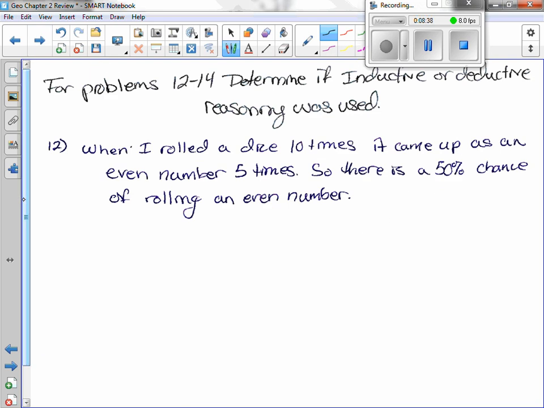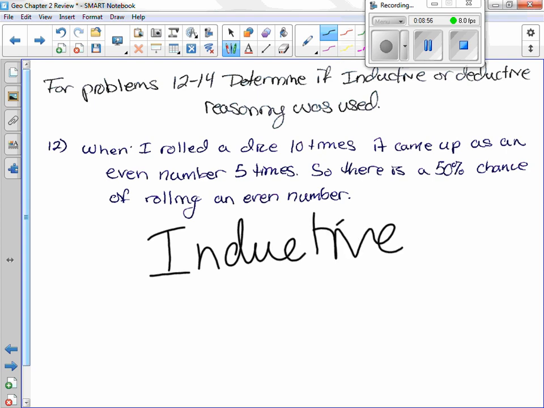12 through 14, determine if inductive or deductive reasoning was used. When I rolled a dice 10 times, it came up as an even number 5 times. So there's a 50% chance of rolling an even number. This is what? Inductive, because it's an observation. I rolled the dice 10 times, so it's inductive because we can see it. It's something that is a pattern.